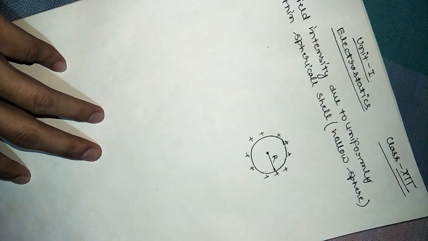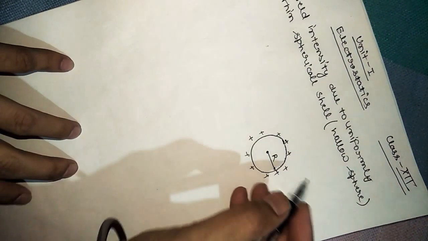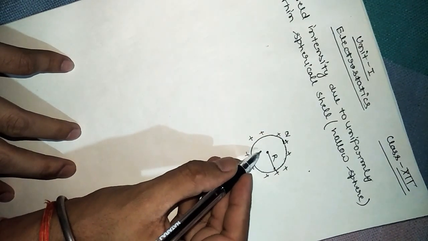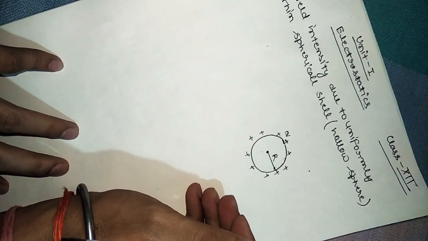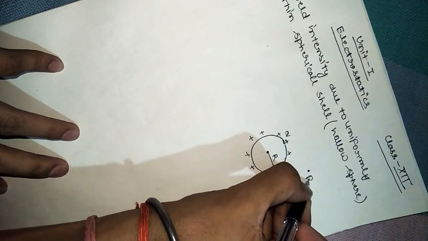Look, there would be three conditions in which we are to find out the electric field intensity. Electric field intensity can be found out in three positions: one is outside, second is at the surface, and third is inside the hollow sphere. So we are going to take a point P at which we are to find out that particular electric field intensity.